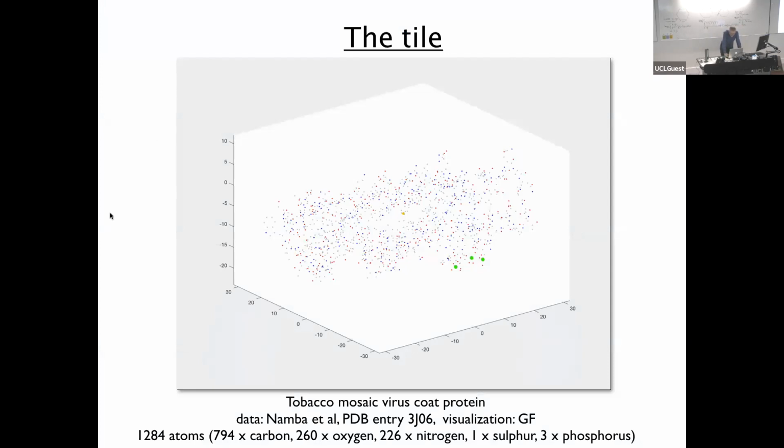So that's the coat protein. It happens to have 1,284 atoms. So it's 794 carbon, 260 oxygen, 226 nitrogen, 1 sulfur, and 3 phosphorus. So this is a visualization by me. I use the school chemistry colors. So I guess red should be oxygen, gray should be carbon, and green should be phosphorus. So that's a piece of the backbone helix, how it's assembled.